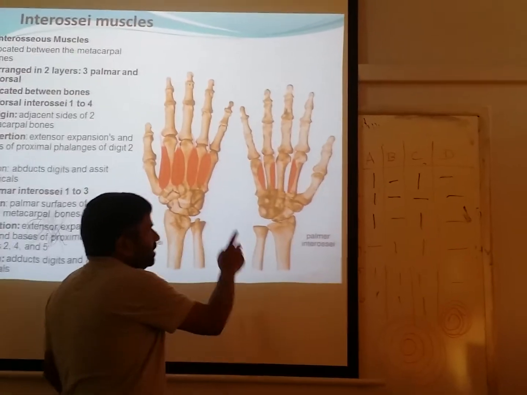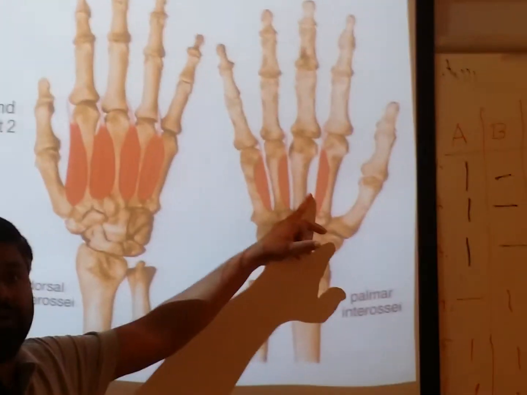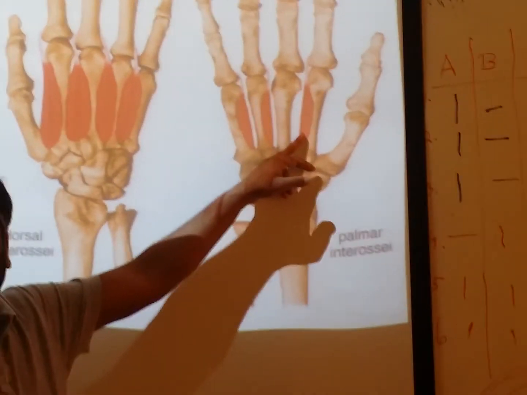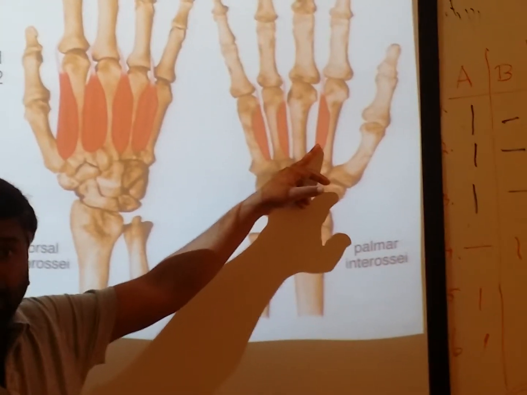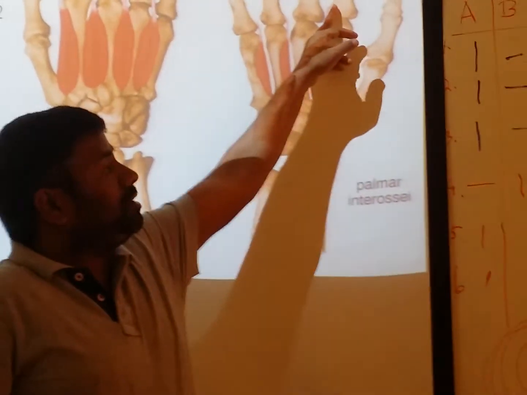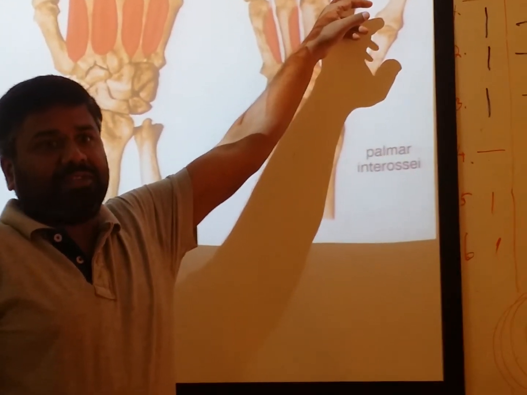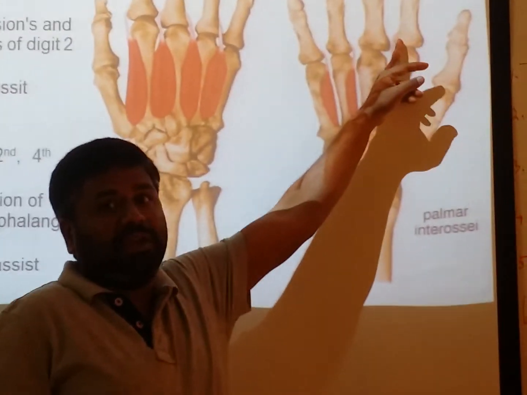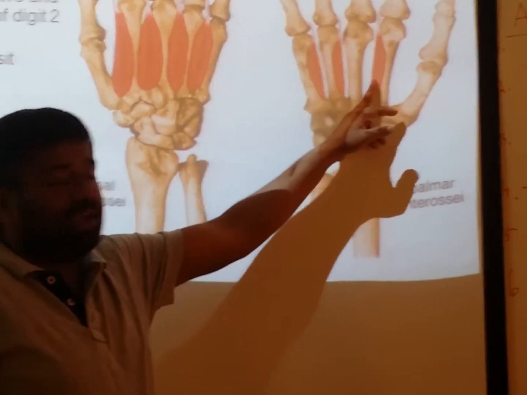Look into the attachment of these palmar interossei first. So this is the first palmar interossei originating from medial side of the second metacarpal bone, inserting into the expansion, or you can say the base of the proximal phalanx. Which side? Medial side. Origin from the lateral side? Origin from the again medial side.